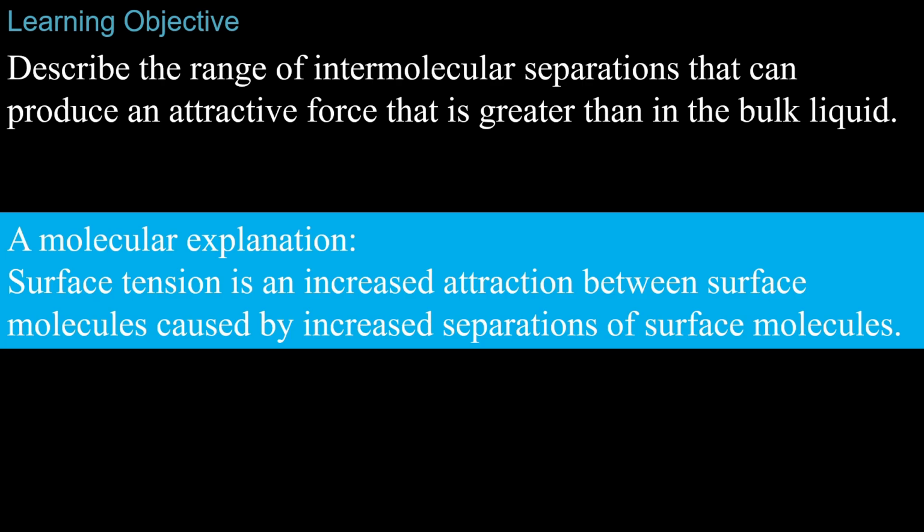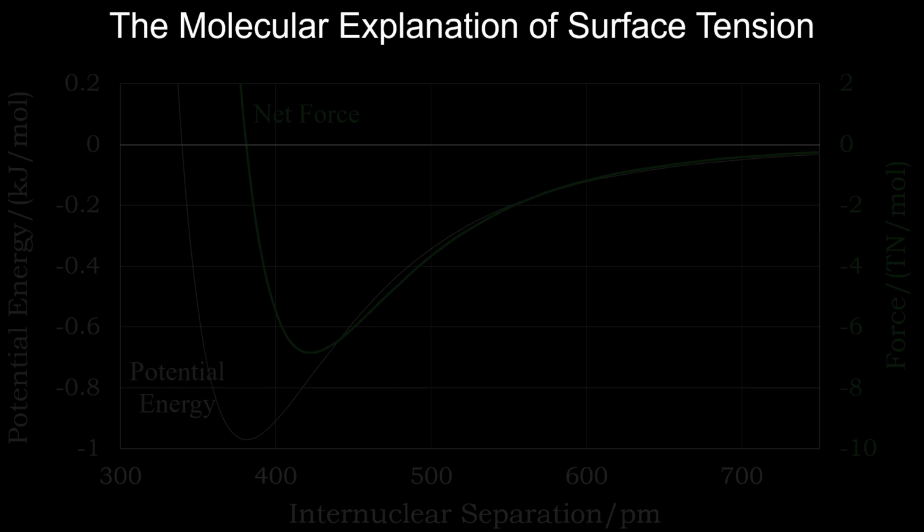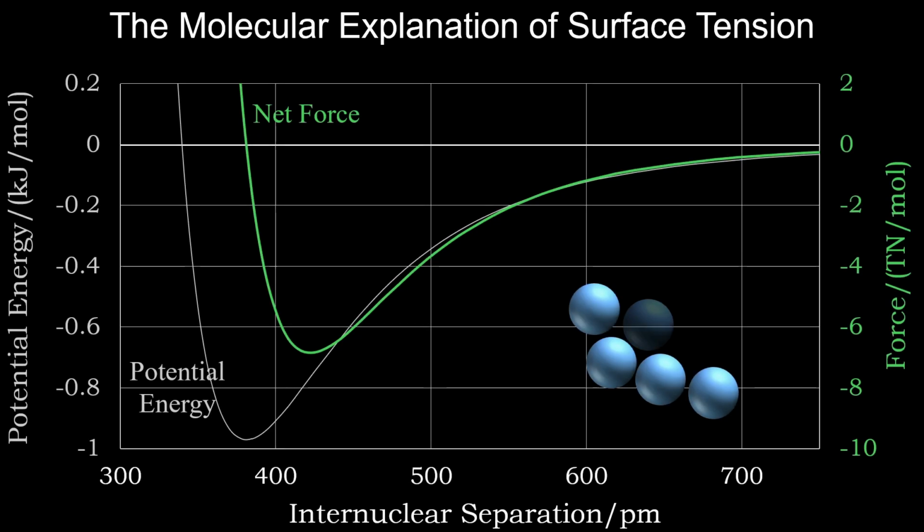To describe where a force is greater than in a liquid requires first knowing what the force is in the liquid. Argon will again be used as an example. The molecules in a liquid are confined by their neighbors, so their internuclear separations are near the equilibrium separation. However, those molecules have some thermal energy. Consequently, the liquid molecules are a little further apart than the equilibrium separation.